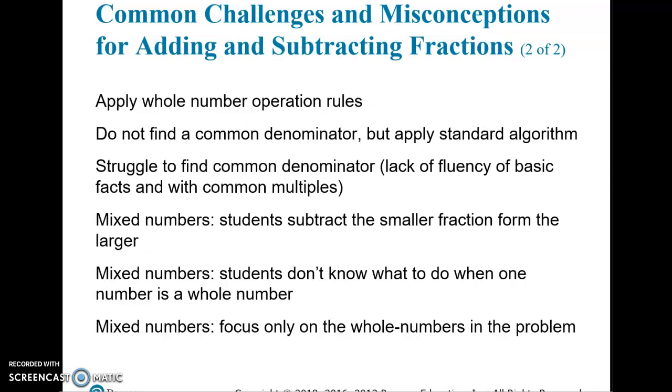Struggle to find a common denominator. Offer games and activities to reinforce multiplication. Mixed numbers: subtract the smaller fraction from the larger. Include more mixed numbers throughout addition fraction units. Mixed numbers: don't know what to do when one number is a whole number. Make these errors part of a public discussion, for example, using work examples with such errors.